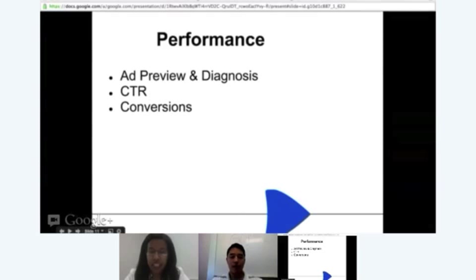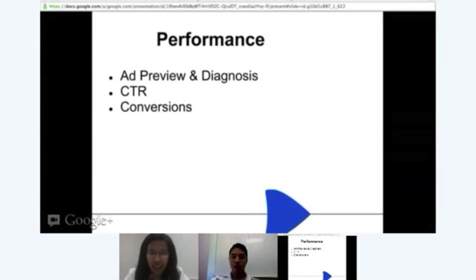Okay, so this slide specifically focuses on tracking the performance of your campaign and your ad groups. We do have a tool within your AdWords account. It's called the Ad Preview and Diagnosis tool. So if you're seeing that your ads aren't showing, or if you just want to ensure that they are showing, you can go ahead and use this tool. It's located in the Tools and Analysis section, Ad Preview and Diagnosis. So that's where you would locate it.